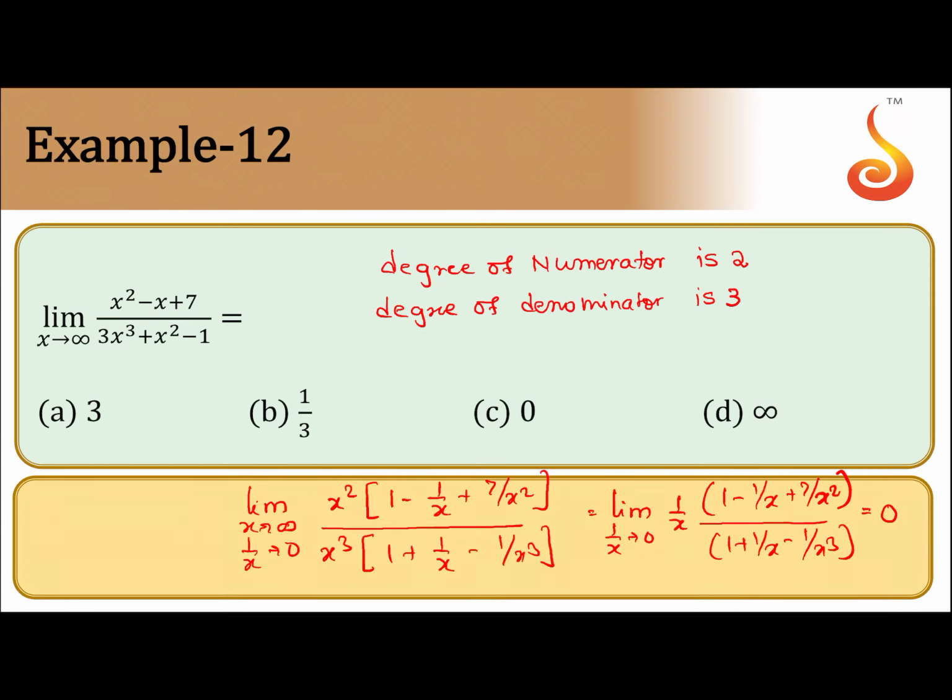The resultant answer will be 0 because 0 into 1 will always give you 0, option C.